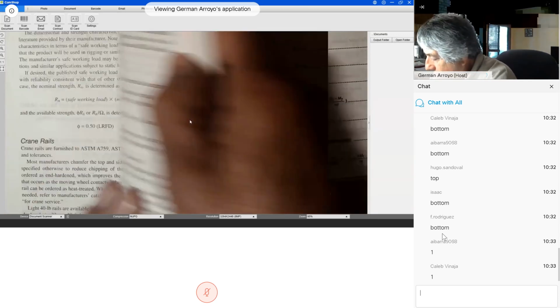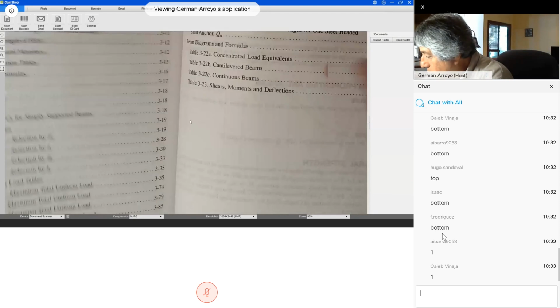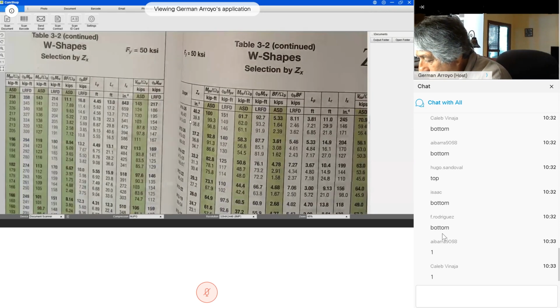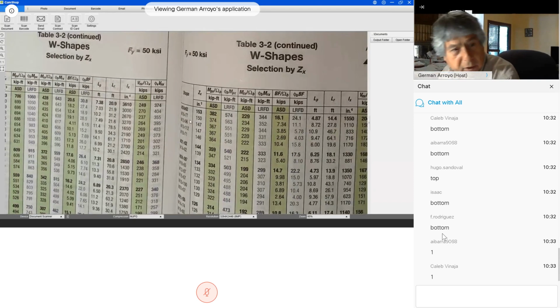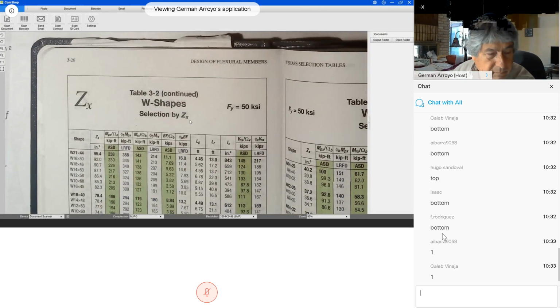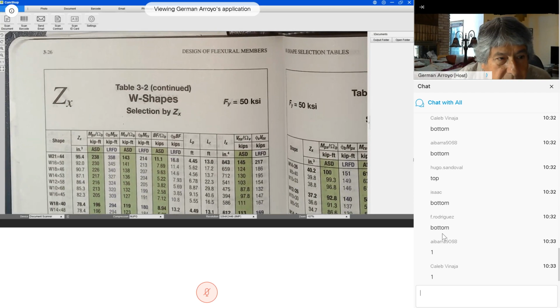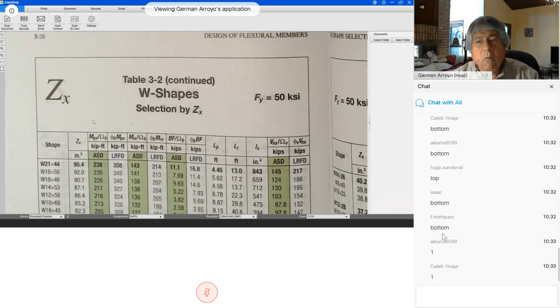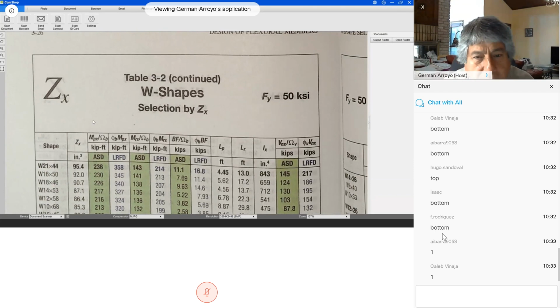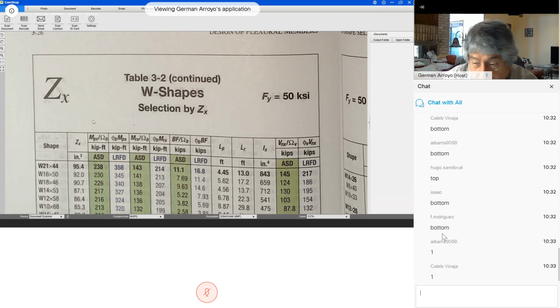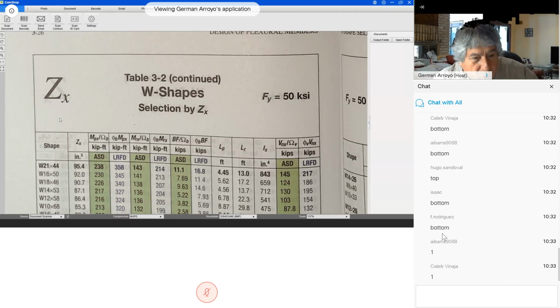Now, I want to go to the back of the chapter, I want you to go to page 3-26. Chapter 3, page 26. This is one of the most important tables in this chapter. And this is the table for the plastic modulus ZX. This is also given in chapter 1. But you look at a W21 by 44.